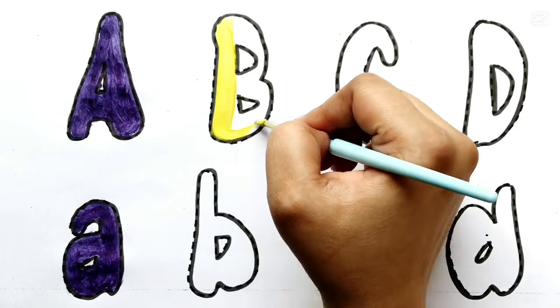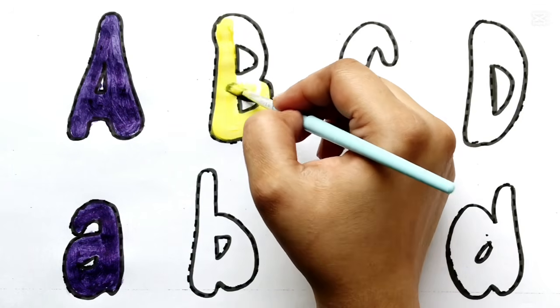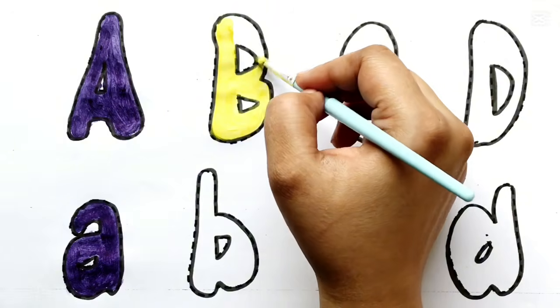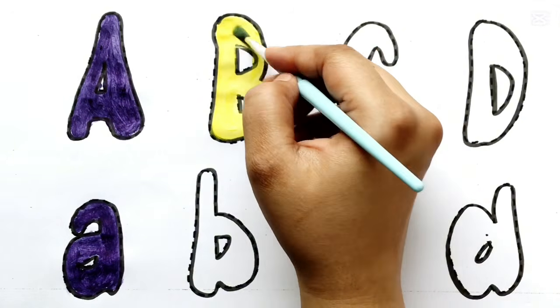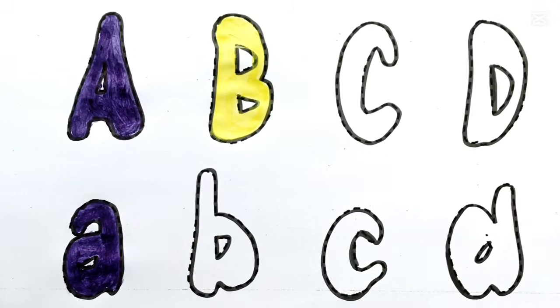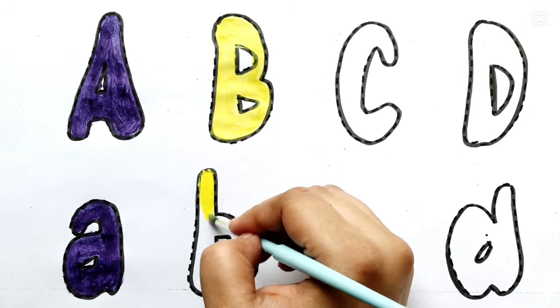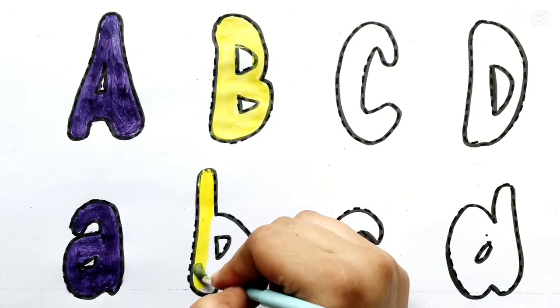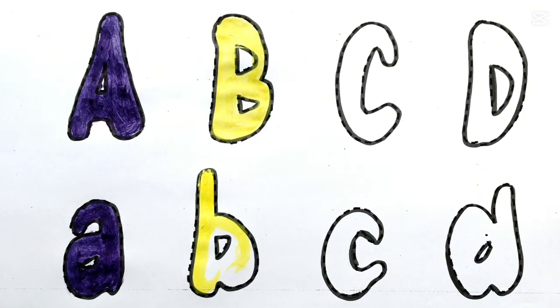Yellow color. Capital letter B. B for banana. Angel, address, animal, answer. April, autumn. Ambulance, airplane, arrow. Alligator, ant. Amazing art. 1, 2, 3, let's Small letter B. B for bat, ball.